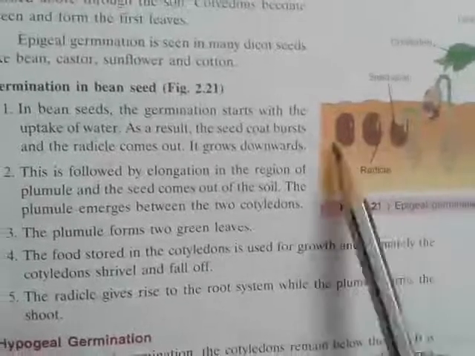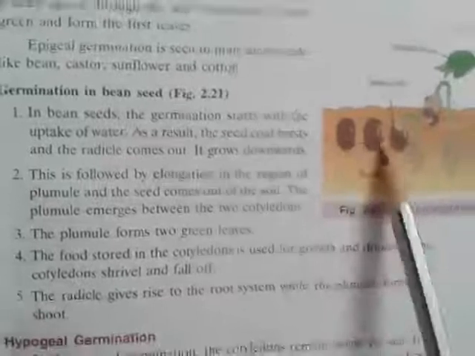This is followed by elongation in the region of the plumule, and the seed comes out of the soil, and the plumule emerges between the two cotyledons. The plumule emerges out, forming two green leaves. This is the seed, and after that the radicle is seen, only the radicle part.